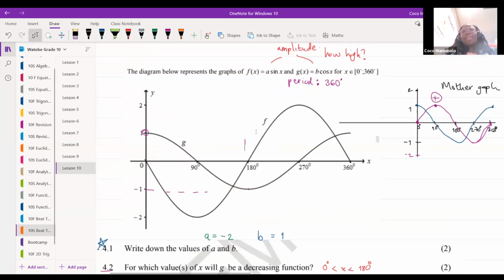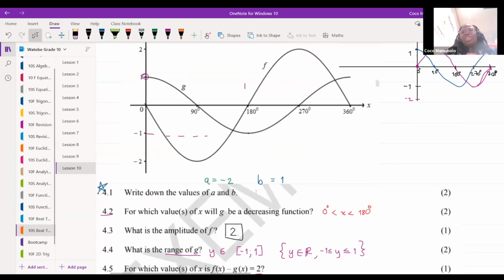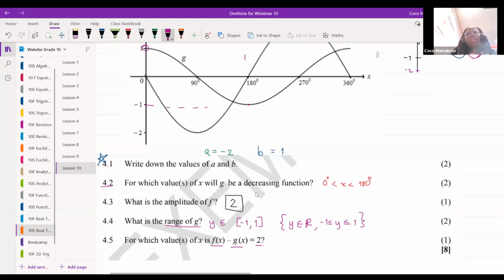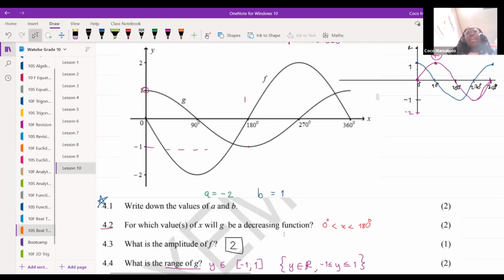F of x is our sine graph, and g of x is our cos graph, right? So what they want us to do is look at where, when put together, they would give us the value of 2. So let's think about this. If I go to f of x over here, f of x is equal to 0, right? And my g of x graph over here is equal to -1.